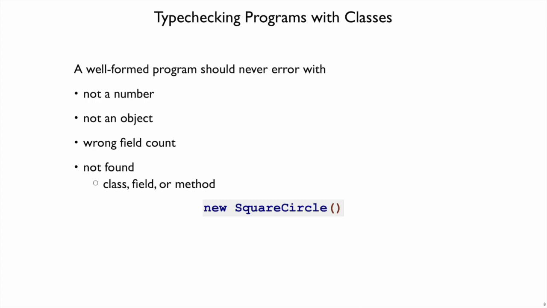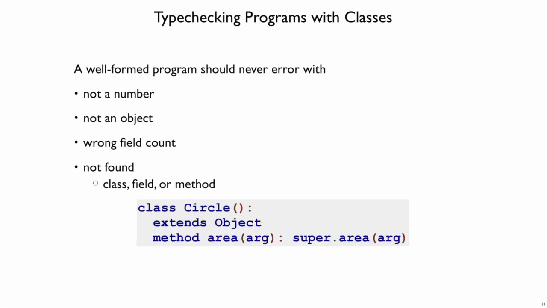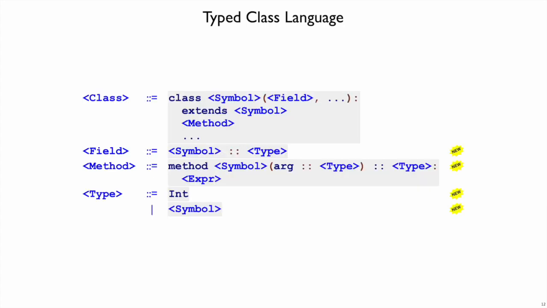And finally, we want to make sure that names that you refer to, whether they be class names or field names or method names, do actually exist. So new square circle should only pass the type checker if square circle is a declared class. New posin12.z should only work if z is actually a field in posin, and similarly area here would need to be a member of posin. Not only that, but when you call on the inside of a class using super, we need to make sure that the superclass does have that method, not just the local class.